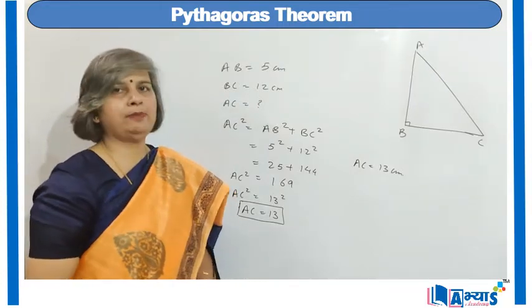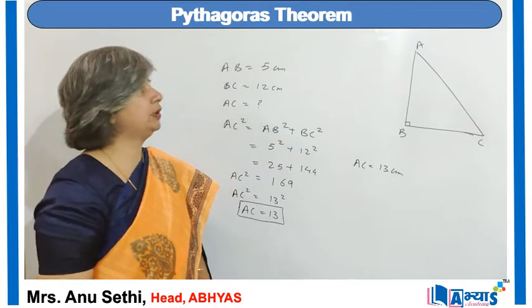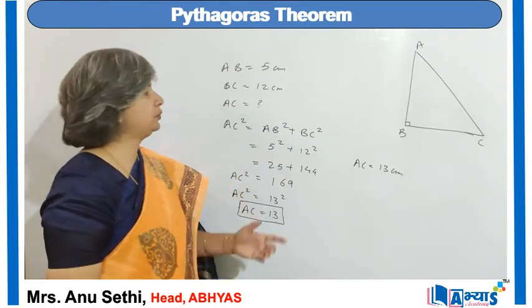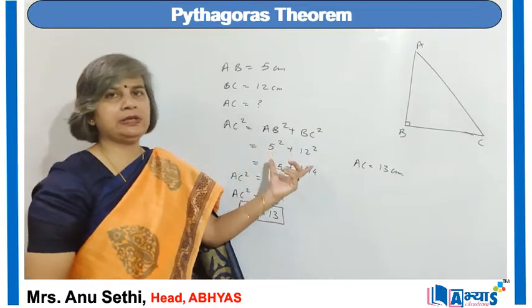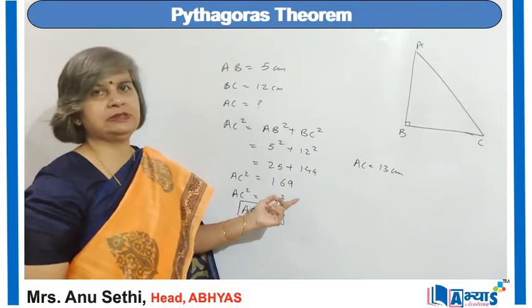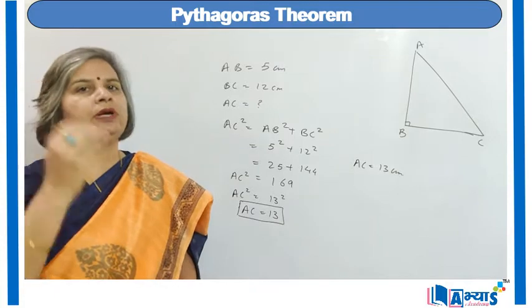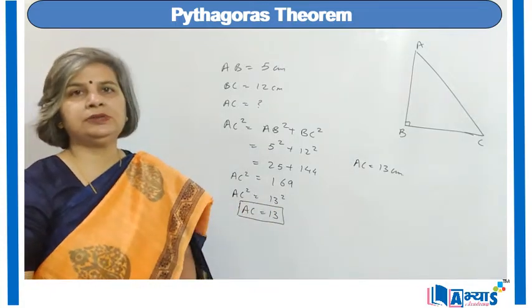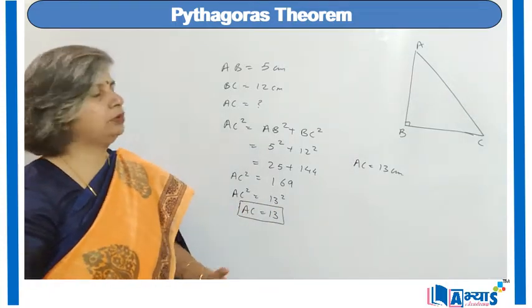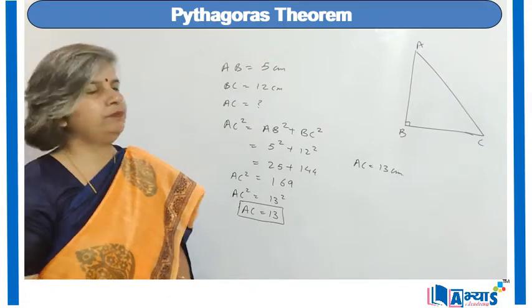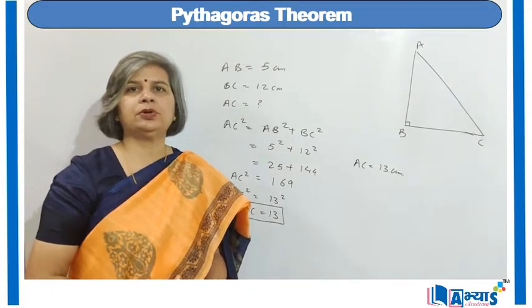Because we know that the hypotenuse square is equal to the sum of squares of the two sides. So we have squared the two sides and we have taken the sum, and it came out to be 169, and I know that 169 is a square of 13. So I found that AC square is equal to 13 square, or we can say AC is equal to 13. So this is how the concept of Pythagoras theorem can be applied.